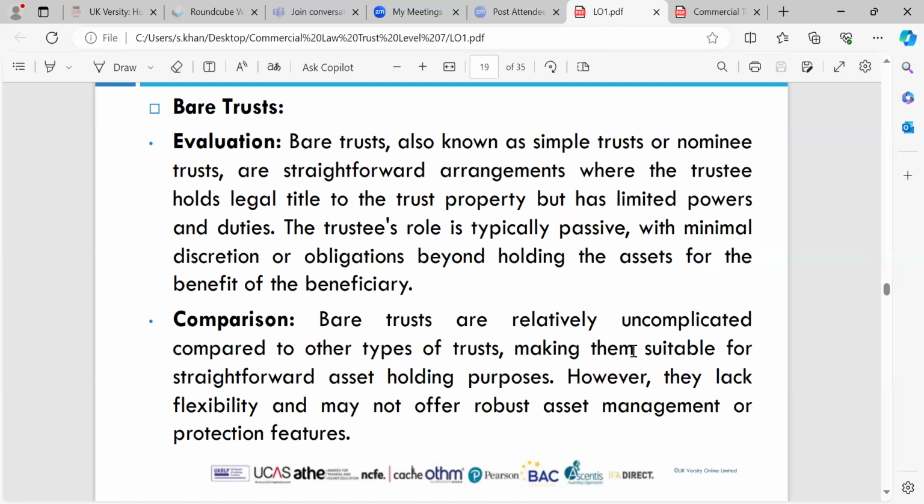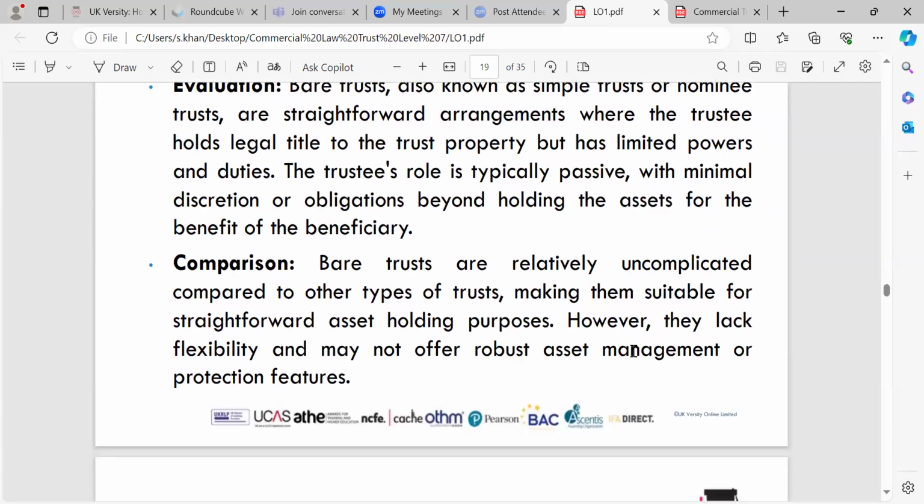So the evaluation: bare trusts, also known as simple trusts or nominal trusts, are straightforward arrangements where the trustee holds legal title to the trust property but has limited powers and duties. The trustee's role is typically passive, with minimal discretion or obligations beyond holding the assets for the benefit of the beneficiary. Bare trusts are relatively uncomplicated compared to other trusts, making them suitable for straightforward asset holding purposes. However, they lack flexibility and may not offer any sort of robust asset management or protection features. Bare trusts are more commonly used to make a gift to a child, but anyone can be named as a beneficiary of a bare trust. However, once they've been named, neither you nor the appointed trustee can change who is entitled to the assets.